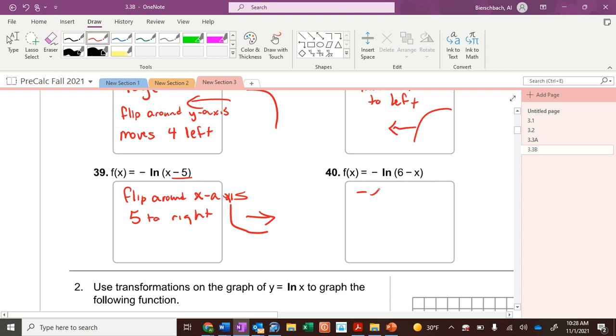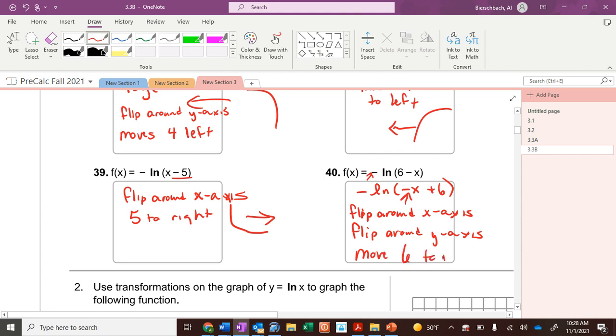This one is negative ln of -x plus 6. So then flip around the x-axis, because that's what the outside one does. The inside one, flip around the y-axis. And then finally, you're going to move 6 to the left.